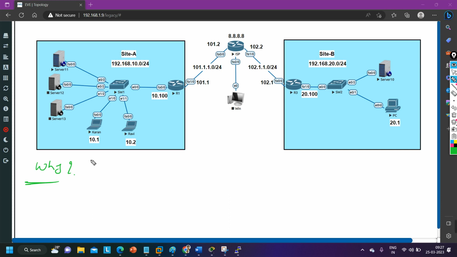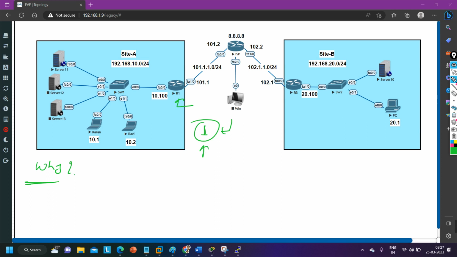Why did we come up with VLSM? NAT is also there for this reason, right? Why did we come up with NAT? Just to reduce the shortage of IPv4 addresses, because we have very few IPv4 addresses. So through NAT, one organization can be represented on the public network through a single IP address. I am talking about the public IP address.